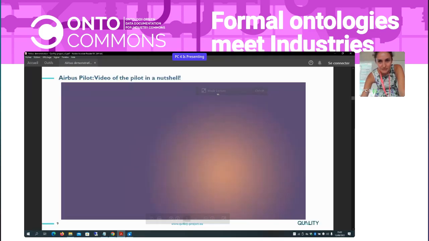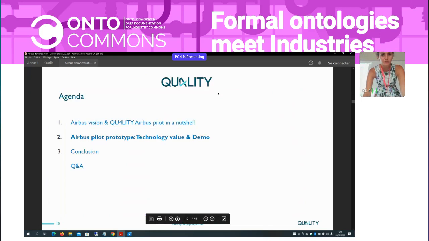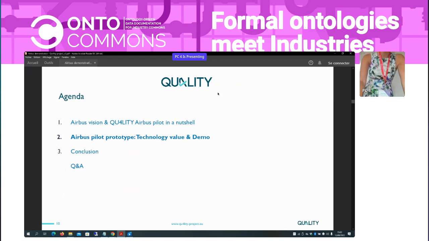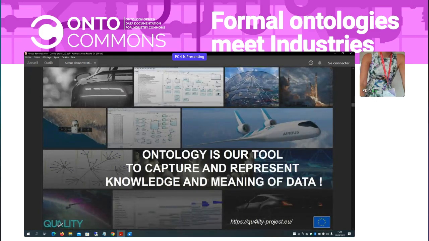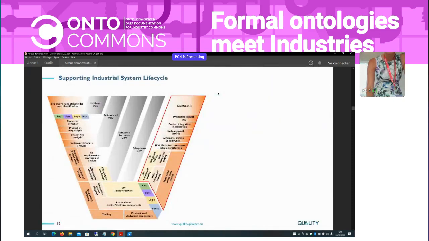So coming back to the slide, now that you have a good overview of what the pilot is, we can go into the prototype details and the technology value of what we have demonstrated on this framework. First of all, the motto that we shared in the pilot was that ontology is the tool that we use to capture and represent knowledge and the meaning of data. And with that, we want to support this design process and capitalize on this knowledge and existing data.